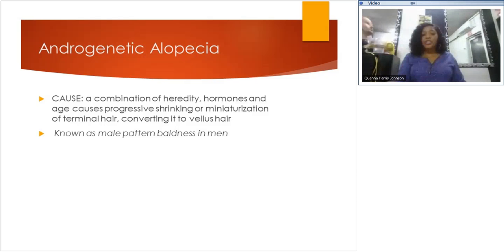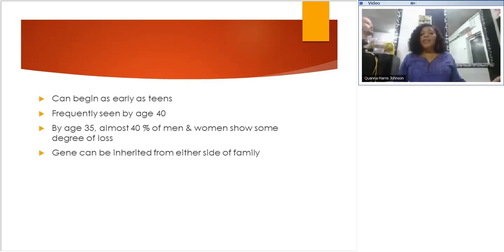This alopecia can begin in your teens, so you can be very young when you start, and it is frequent up to age 40. By 35, almost 40% of men and women show some degree of hair loss. Genes can be inherited from either side of your family, so you can get it from your mother's side or your father's side.